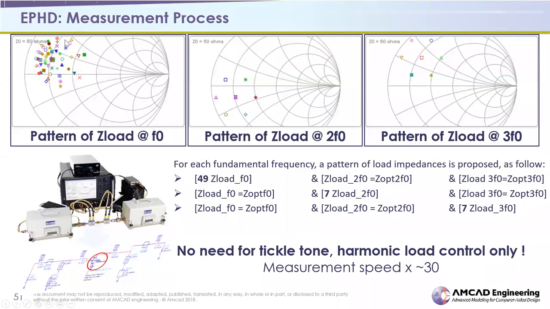So with that, we are able to do a measurement at F0 by fixing 2F0 and 3F0 at the reference. Then we go back, we put F0 at the reference and we do the sweep of 2F0, and then we do the sweep of 3F0. So what I need is 49 plus 7 plus 7 instead of 49 times 7 times 7. So with that, I reduce the measurement time dramatically.